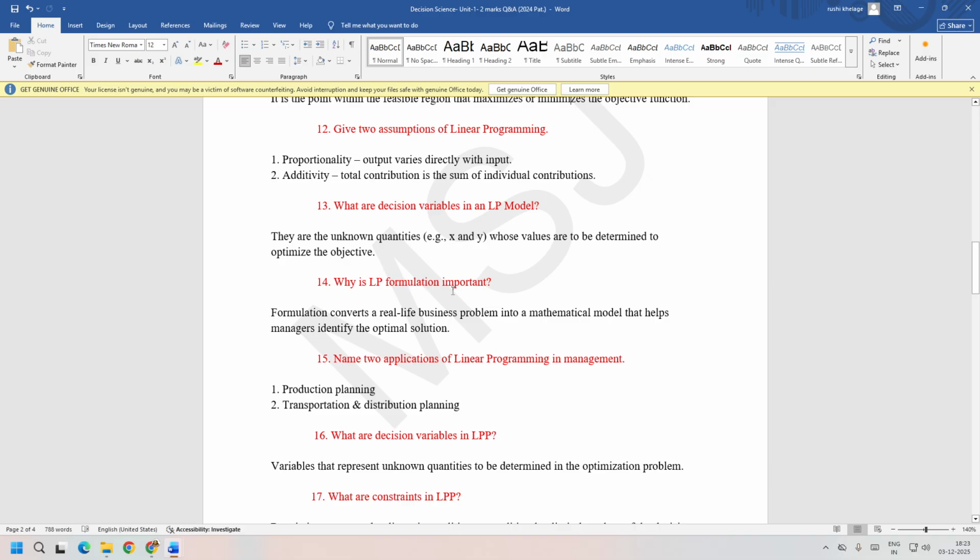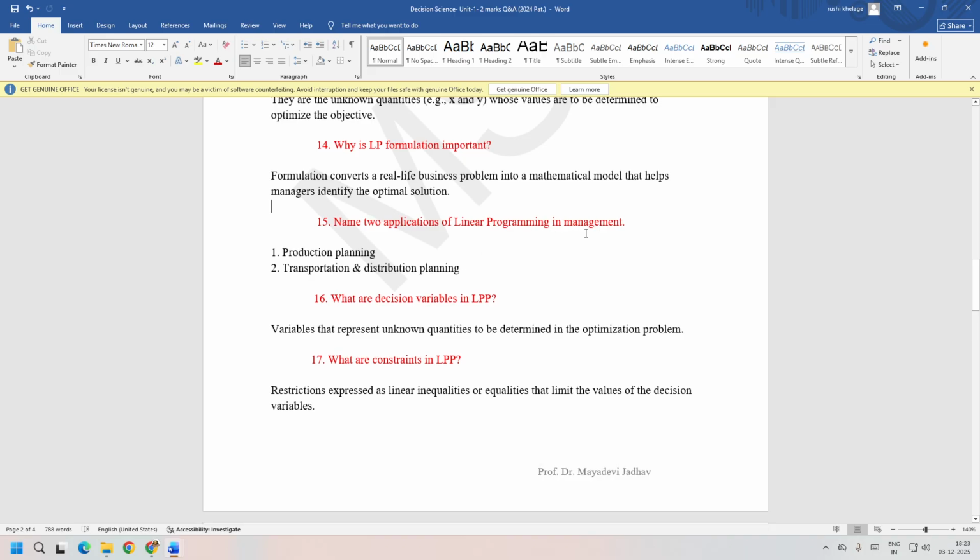Why is linear programming formulation important? Formulation converts a real-life business problem into a mathematical model that helps managers to identify the optimal solution. Name two applications of linear programming in management: production planning, transportation and distribution planning. What are decision variables in linear programming problems? Variables that represent unknown quantities to be determined in an optimization problem.